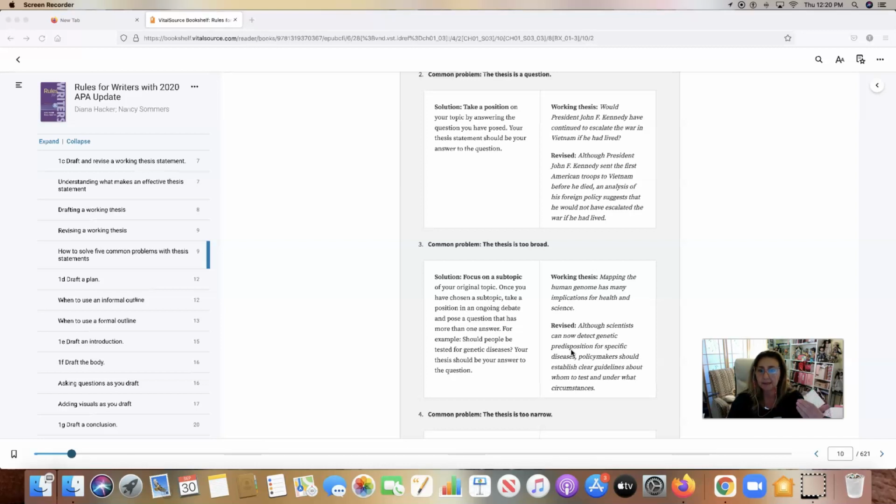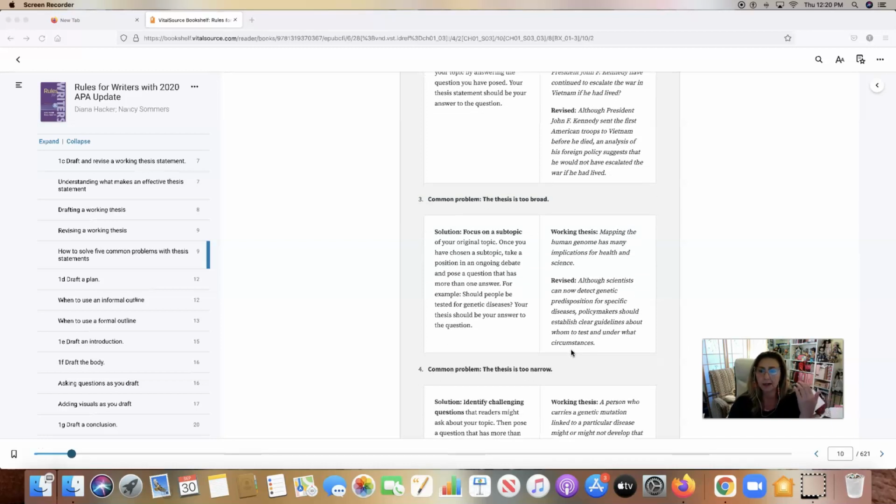Another problem is that the thesis is too broad. Mapping the human genome has many implications for health and science. So it's too general and too broad. So a revision could be, although scientists can now detect genetic dispositions for specific diseases, policymakers should establish clear guidelines about whom to test and under what circumstances.